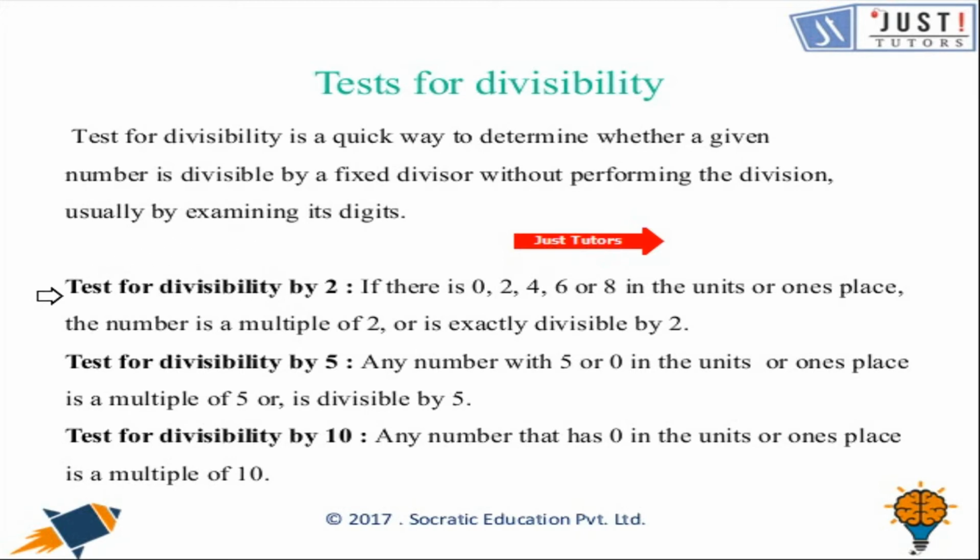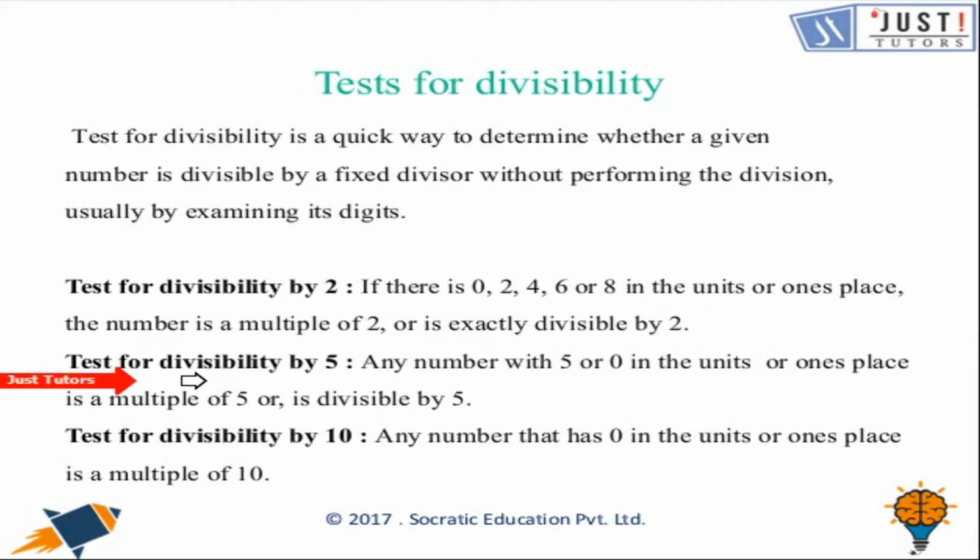The first one we are given is the test for divisibility by 2. If there is 0, 2, 4, 6 or 8 in the units or ones place, then the number is a multiple of 2 or is exactly divisible by 2.